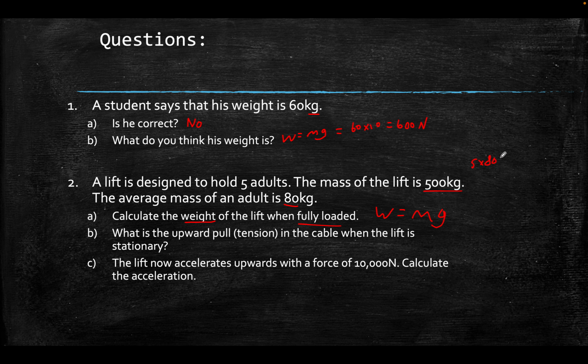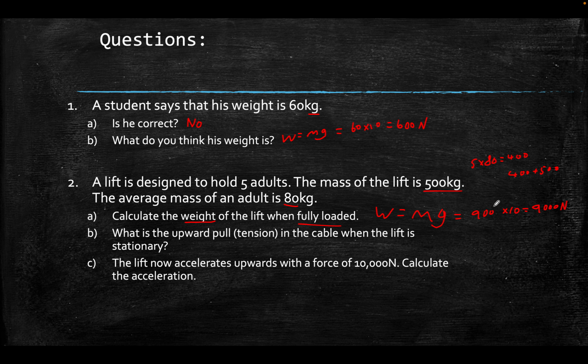So I know how many that is. That will be 400. And then I have the mass of the lift, which is 500. So I will do 400 plus 500, which is 900. So I now know that I will have 900, and then I'm going to multiply that by gravity, which is 10, and that means my weight for everything together is 9,000 newtons.